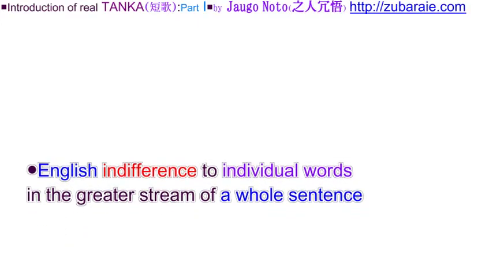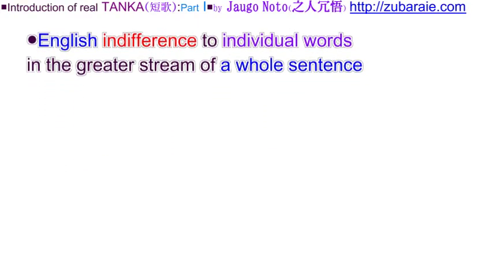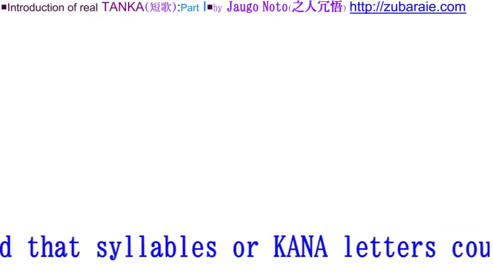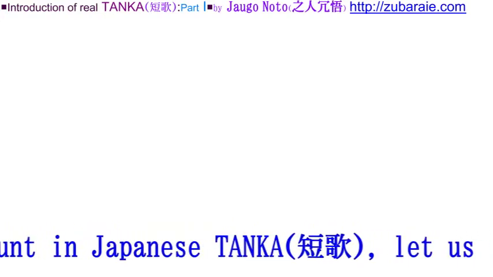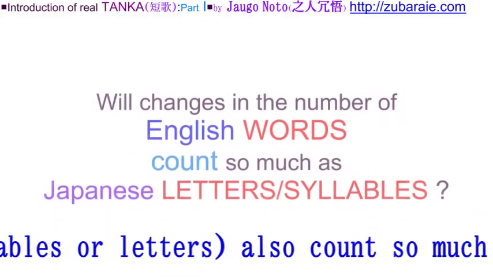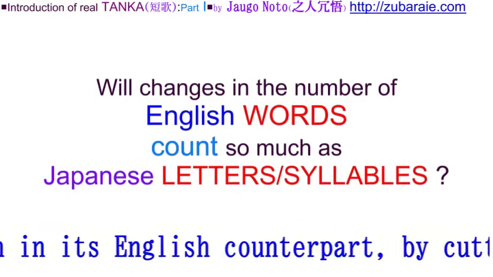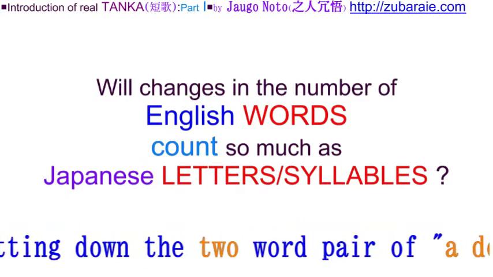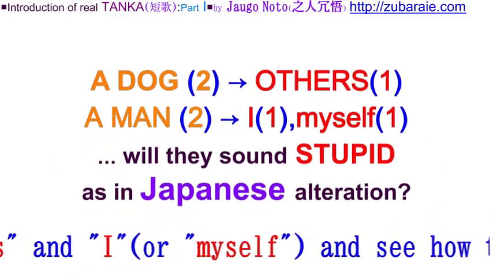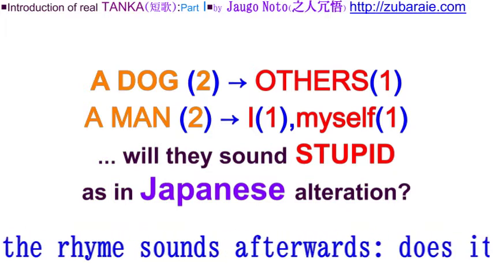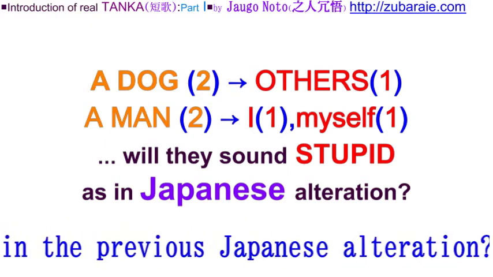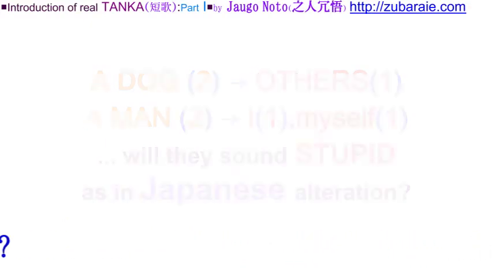English indifference to individual words in the greater stream of a whole sentence. Now that we've found that syllables or kana letters count in Japanese tanka, let us check if words, as opposed to syllables or letters, also count so much in its English counterpart, by cutting down the two-word pair of a dog and a man into single others and I, or myself, and see how the rhyme sounds afterwards. Does it sound as stupidly out of tune as in the previous Japanese alteration?